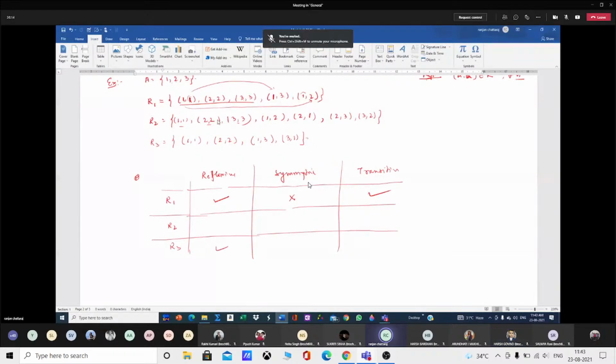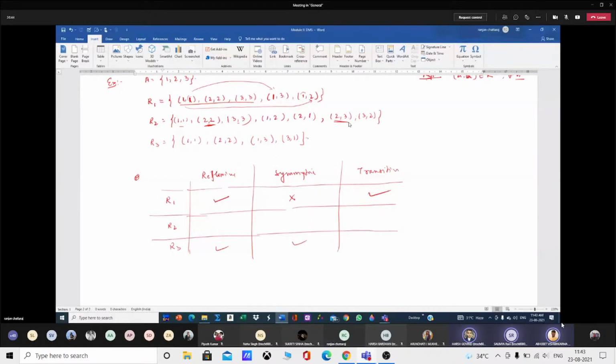How is it symmetric? (1,2) is there, then (2,1) is also here. (2,3) is here, then (3,2) is also here. (3,3) is here, then again (3,3) is here. That means it is symmetric. Transitive: (1,2), (2,1), then (1,1) is here. (2,3), (3,2), then (2,2) is also here. Is it transitive?